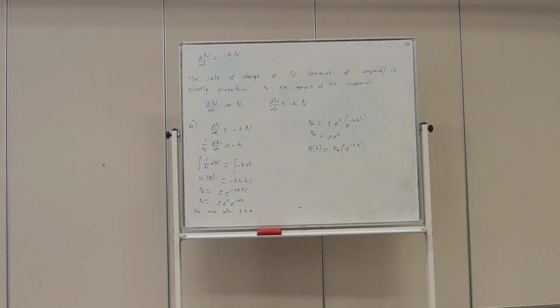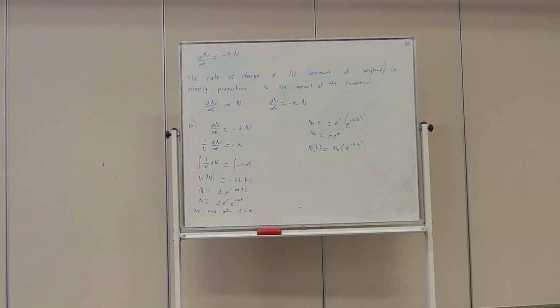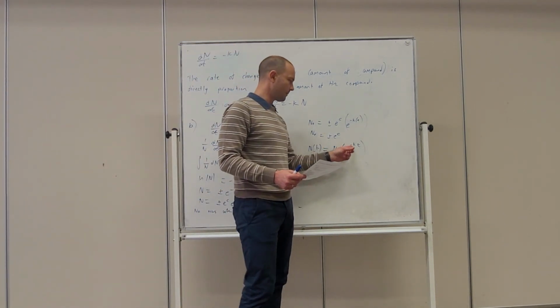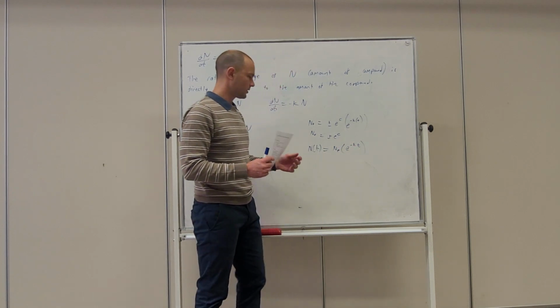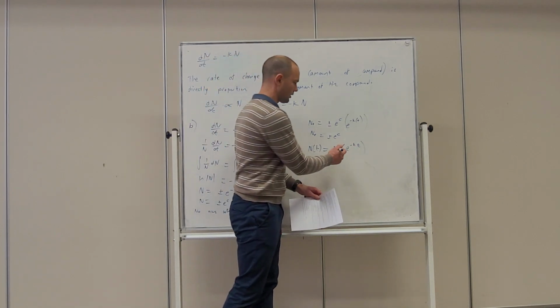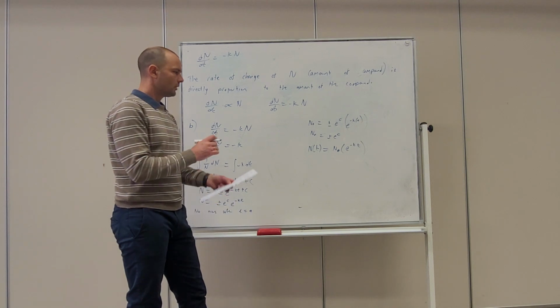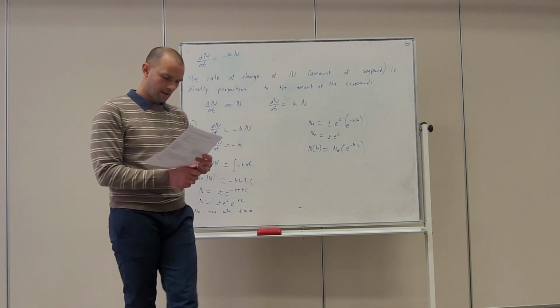So then we have, if the compound is reduced to 3/4 of its original amount in 20 days, calculate the time required for the compound to decay to 1/3 of its original amount. Okay, so we've got two parts here. First, we're going to solve for k using the information that we're given, and then we're going to solve for it to reach 1/3 of n naught.